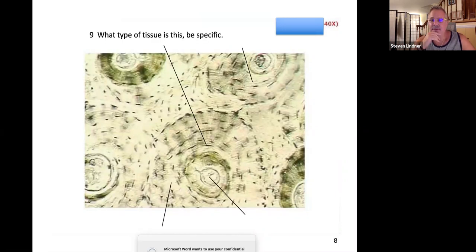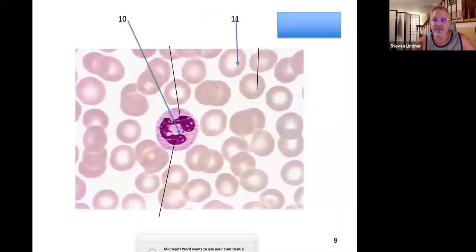What type of tissue is this? Be specific. So it is connective tissue, but what type? You would say bone, or you could say compact bone, or the osteon. So these have all different possibilities. Now, what type of tissue is this? This is connective tissue. And you know, these are, let's see, number 11. What is number 11? This is a red blood cell or an erythrocyte.